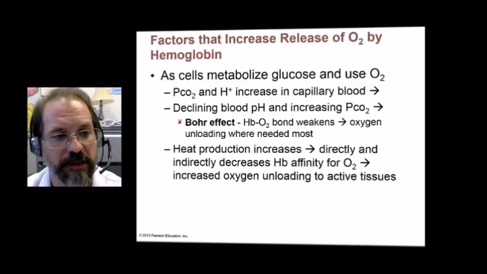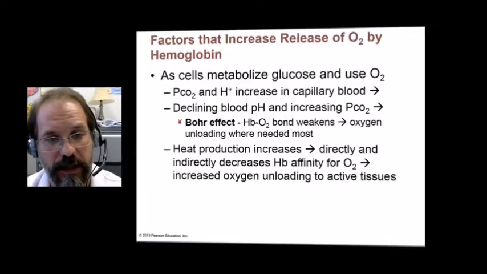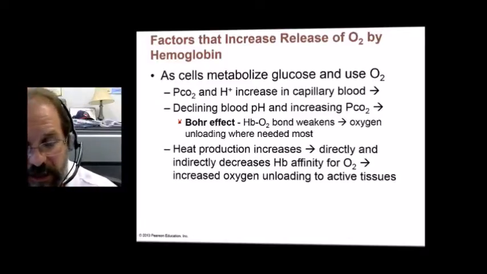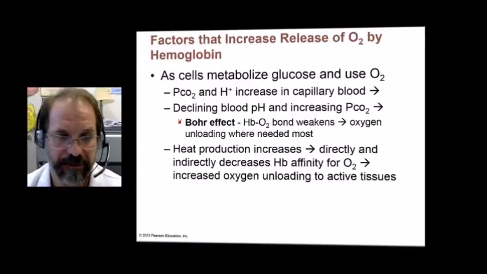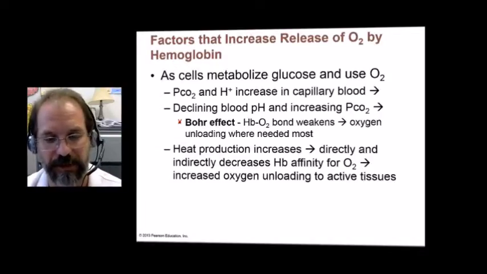As a result of increasing CO2 levels trying to force their way into the hemoglobin, and the decreasing pH and what that does to the structure of the hemoglobin, oxygen actually becomes less fond of binding to hemoglobin. So the hemoglobin becomes less fond of binding to oxygen is what I'm trying to say.